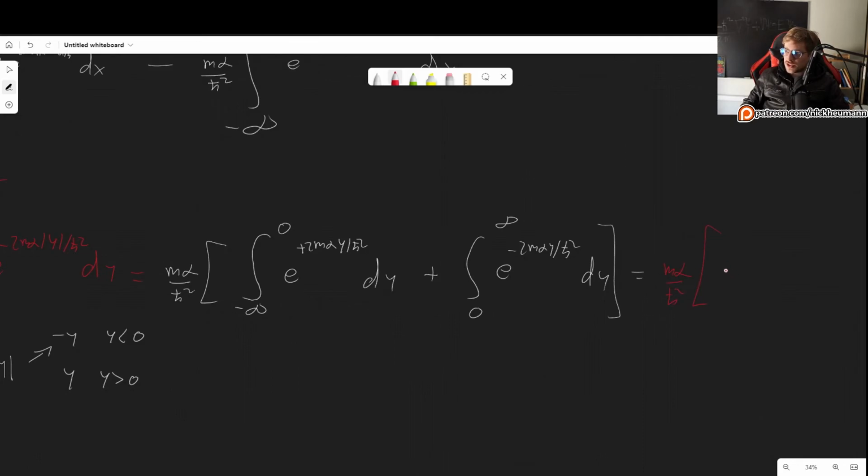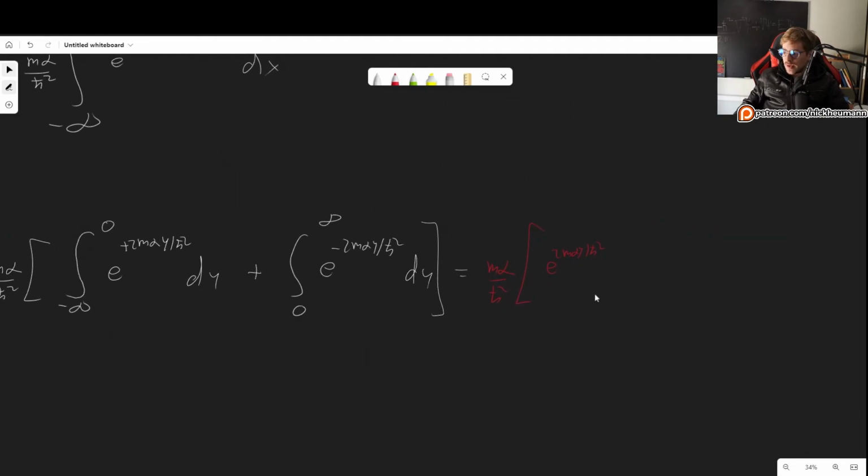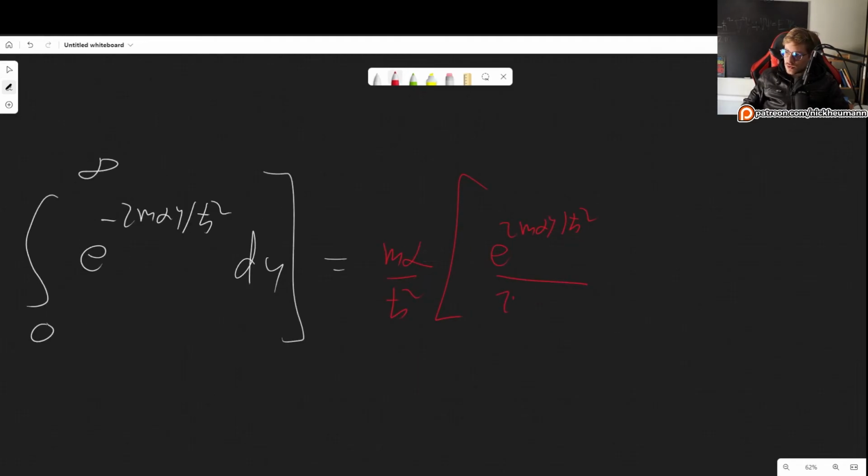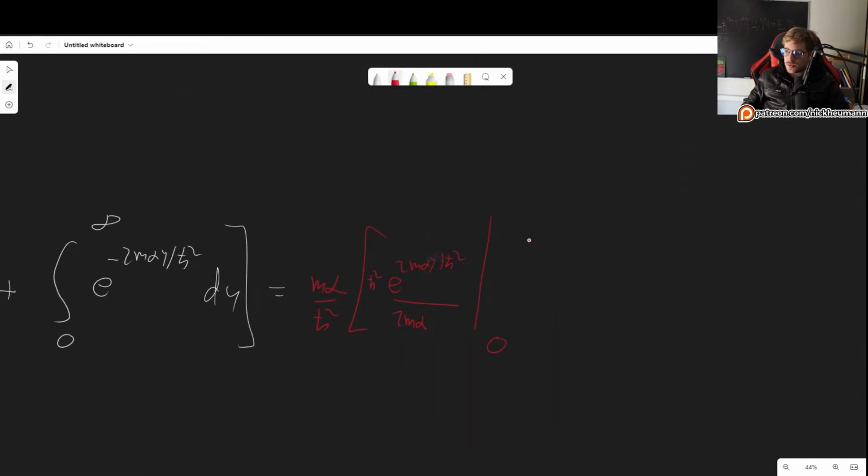And we integrate the exponential, so we get e to the 2m alpha y over h bar squared, divided by 2m alpha over h bar squared, so that multiplies. And then this has to be evaluated between minus infinity and 0. So at 0, the exponential will be 1, and at minus infinity, it will be 0. So this thing is simply h bar squared divided by 2m alpha.